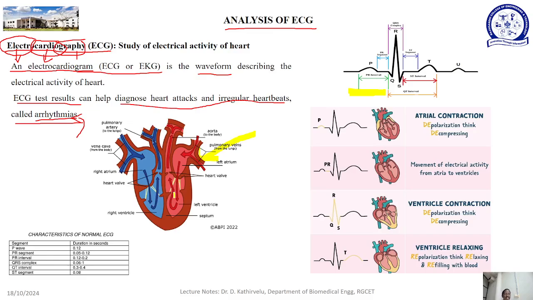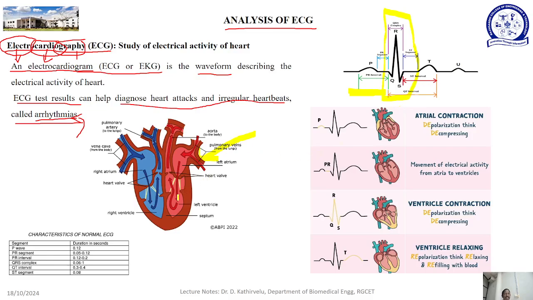Once the ventricles receive all the blood from the atria, ventricular contraction starts. This process is called ventricular depolarization. This QRS portion of the wave denotes the contraction of the ventricles, which is of significant importance. Once the ventricles contract, the electrical activity is denoted by this form of wave, which is called the QRS complex.